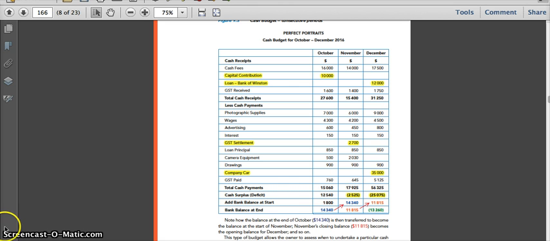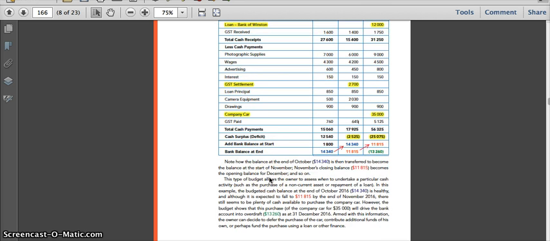So that's the first bit. The second bit is more around decision making, and it's actually articulated quite well here. The budget obviously allows the owner to assess when to undertake particular cash activities. So, for example, when they're going to pay back a loan or when they're going to purchase a non-current asset.